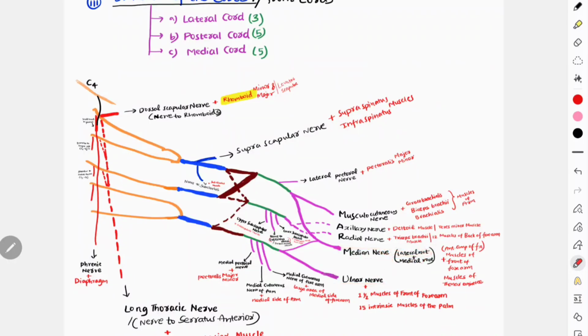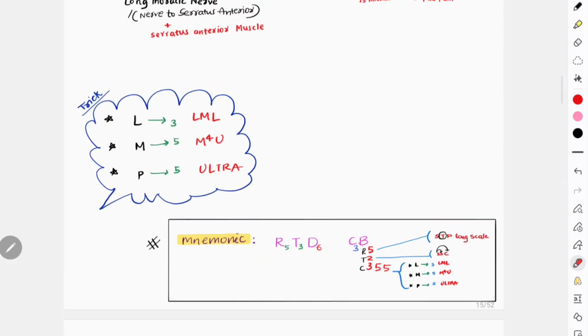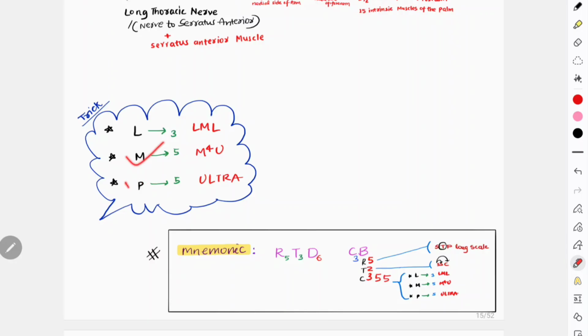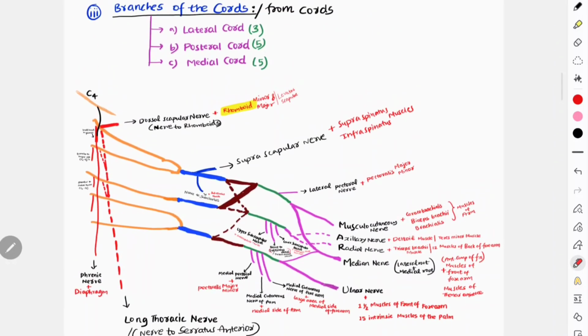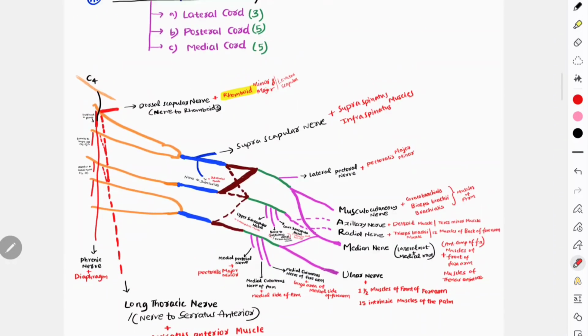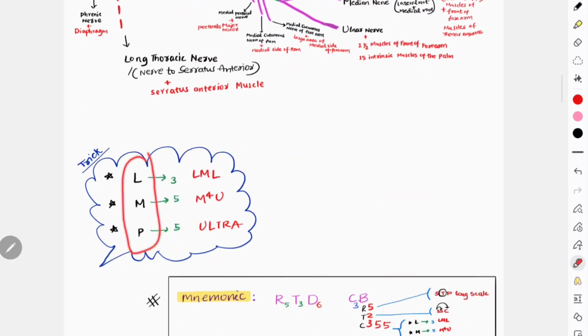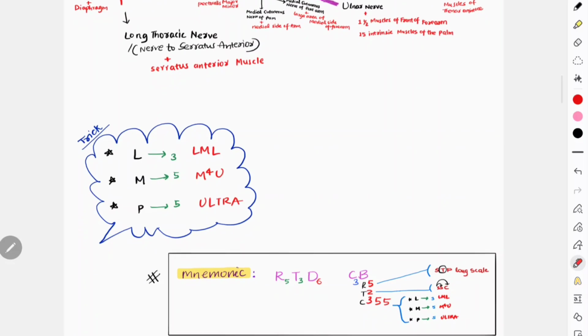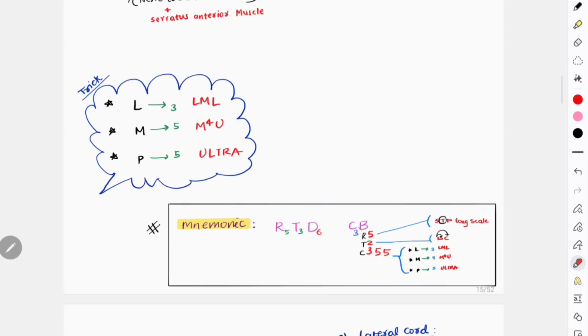So 3, 5, 5. Remember, any mnemonic for that? L, lateral, medial, the posterior. Sum of these cords, 3, 5, 5. Okay. See, L, M, L, M for U, ultra. The branches from cords.